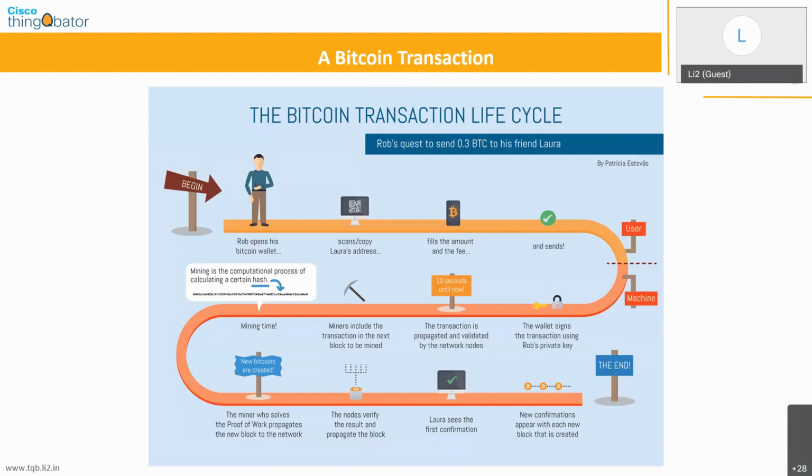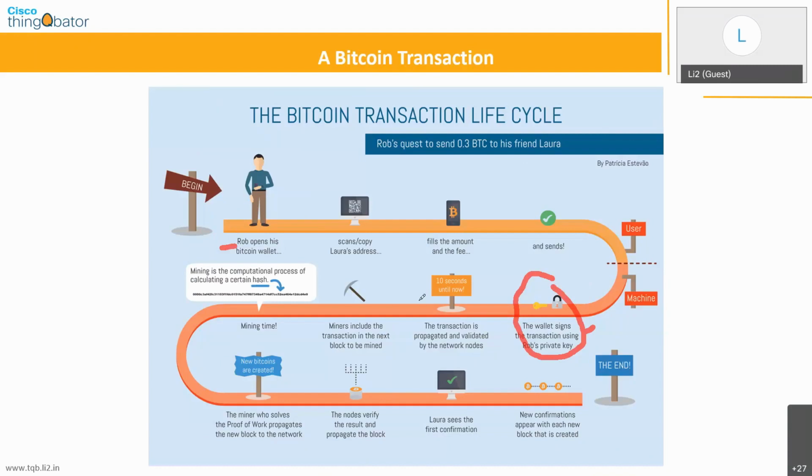and enter the 0.3 BTC that he's planning to send for transfer. Then the transaction that Rob has initiated needs to be signed by the wallet using the private key. So that's what is happening here. The transaction will get signed by the wallet using the private key of Rob. Rob's private key is going to be used for signing the transaction. And once the transaction is signed, it is going to be sent to the rest of the blockchain network.